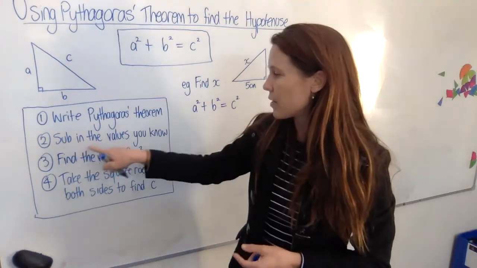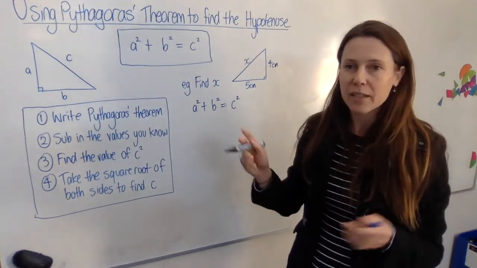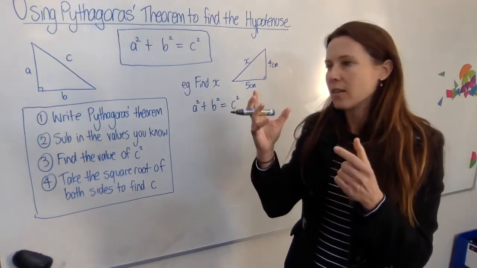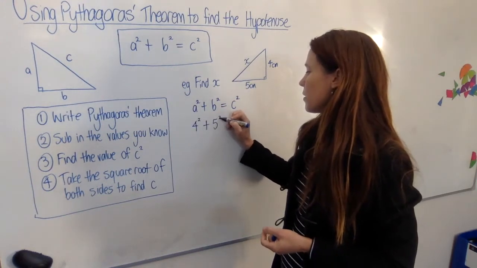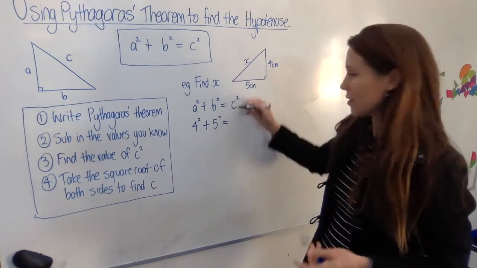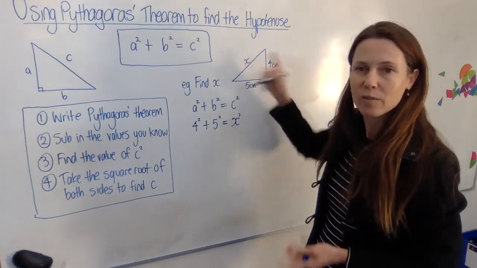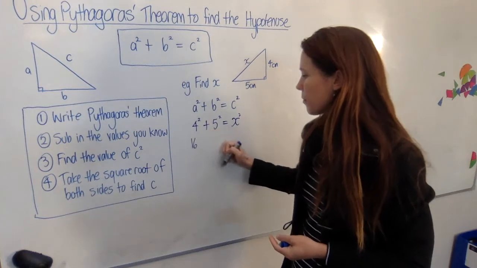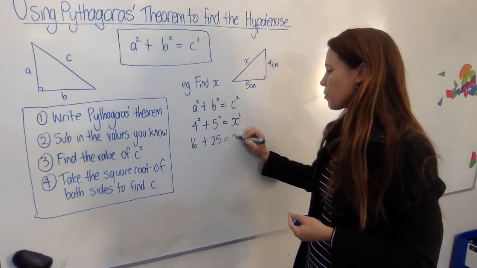So the next step is sub in the values you know. Alright, we know 4 and 5, they're going to be a and b. It doesn't make any difference which way around they go because we're just adding the square of them together and it will be the same either way. So we sub in 4 squared plus 5 squared equals, now c squared, that's just going to be x squared. So we've subbed it in for the letter that we've been given. Alright, what's 4 squared? 16. What's 5 squared? 25. So it's handy in this step just to put the values in.